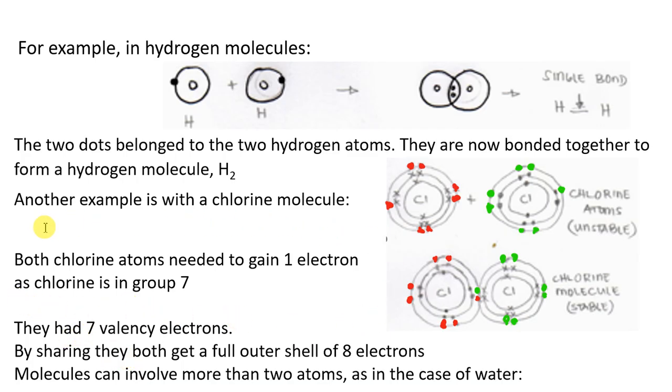Both chlorine atoms needed to gain one electron because chlorine's in group 7. Remembering back, chlorine in group 7, 7 in the outside shell, needs to get to 8 by sharing. Both atoms get there, both become stable. Now, they had 7 valence electrons, they now both have access to 8.